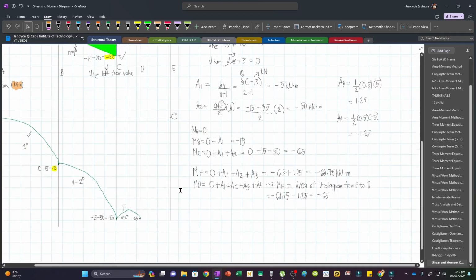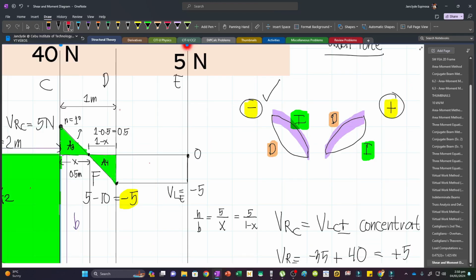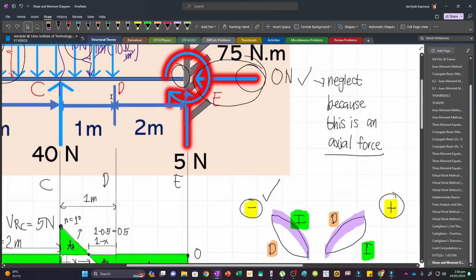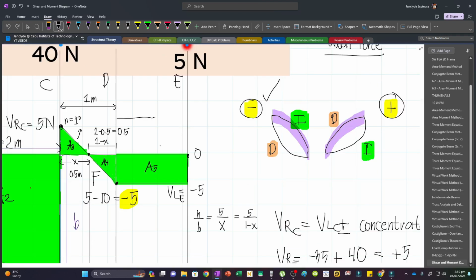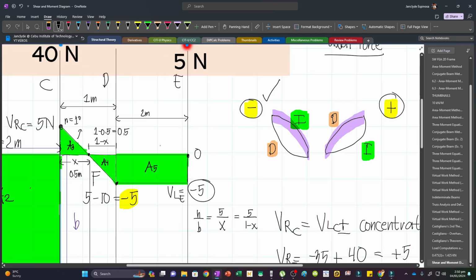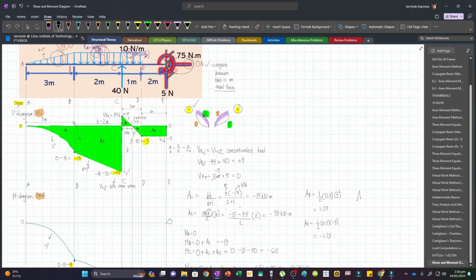And then next, we have to get this area. Let's say this is our area 5, and so we have this one. Now A5 will just be the area of this rectangle. Now again, the base is 2 meters. So this is 2 meters. And then our height is negative 5. So we have A5 is equal to the base, which is 2 meters, times the height, which is 5 newtons. And so we have 10 Newton meter.